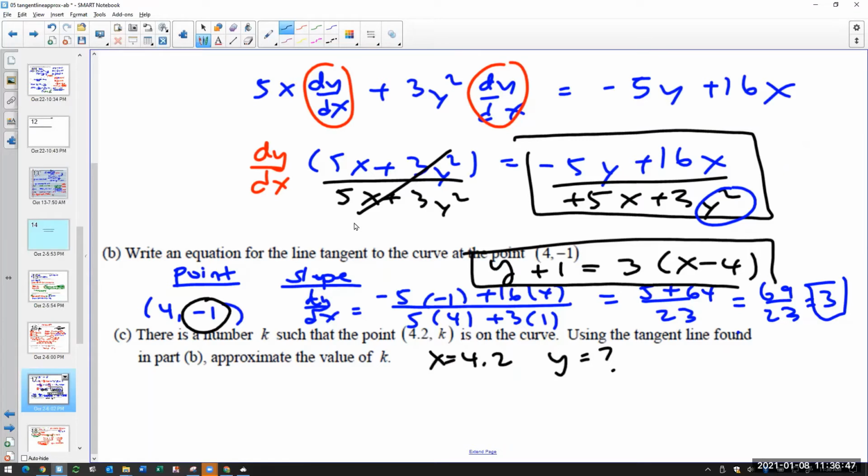And they're saying, which equation do you want to use? Do you want to use your real f of x or do you want an approximation? Use your tangent line. Which one do they say to use? The tangent line. So all I do is use this black box up here, and everywhere there's an x, I'm going to put in 4.2.